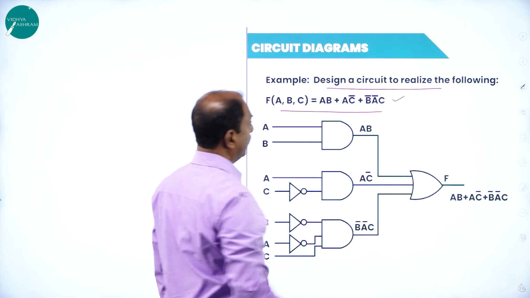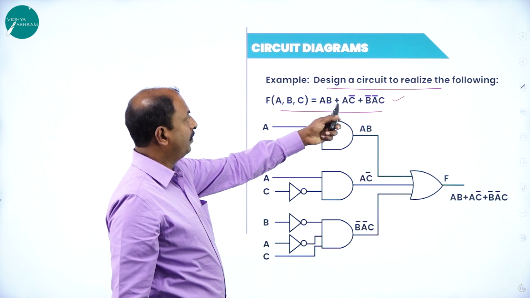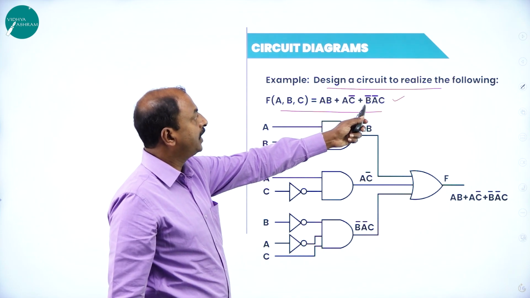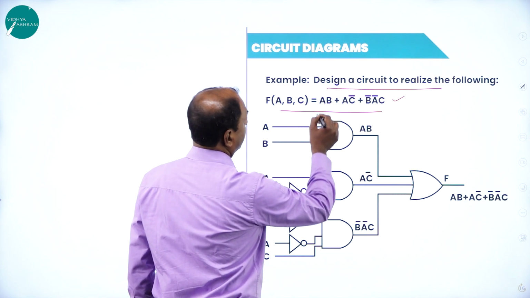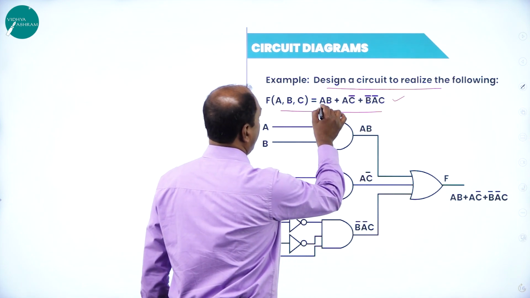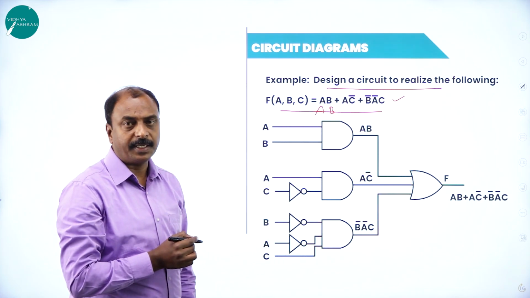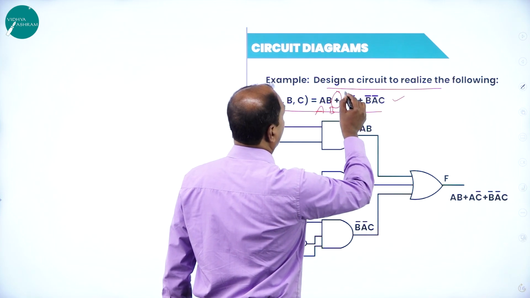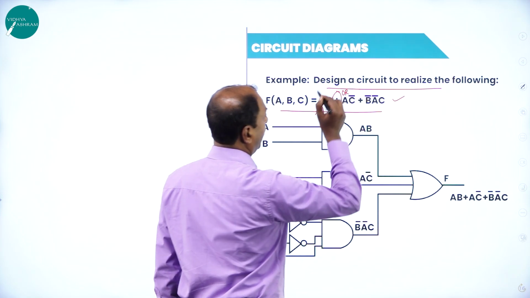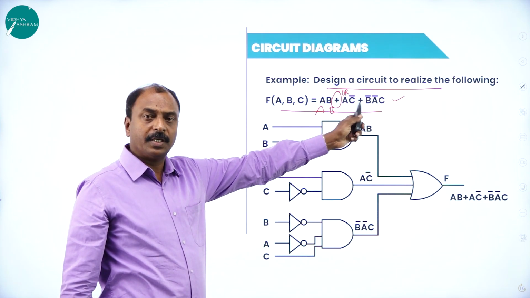For this we have to design a circuit. Here, students, this is AB plus AC' plus B'A'C. It means A dot B, where dot stands for AND gate. And again this plus stands for OR gate. So this is the combination, and it forms one logic circuit.